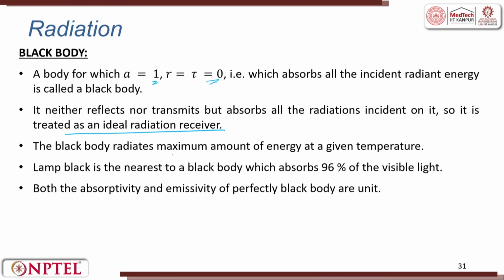The black body radiates the maximum amount of energy at a given temperature. Lamp black is the nearest to a black body, which absorbs 96% of the visible light. Both absorptivity and emissivity of a perfectly black body are unity.